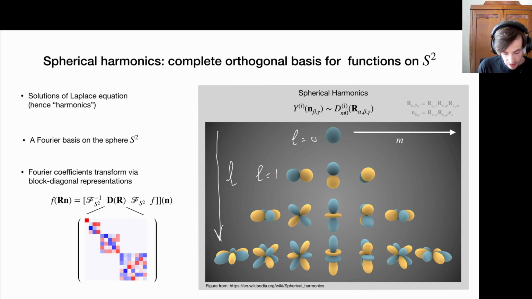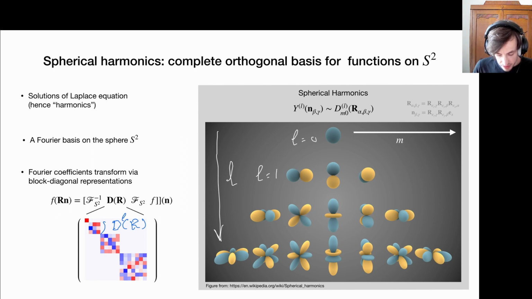So if I stack all these Fourier vectors on top of each other, I have one big vector which transforms in a block diagonal way, where each of these matrices is one Wigner-D matrix of type L. So this is again the Fourier shift theorem at work. If I want to rotate a function on the sphere, I can first do a Fourier transform, shift it via the Wigner-D matrices, or the irreducible representations, and then do the inverse Fourier transform.